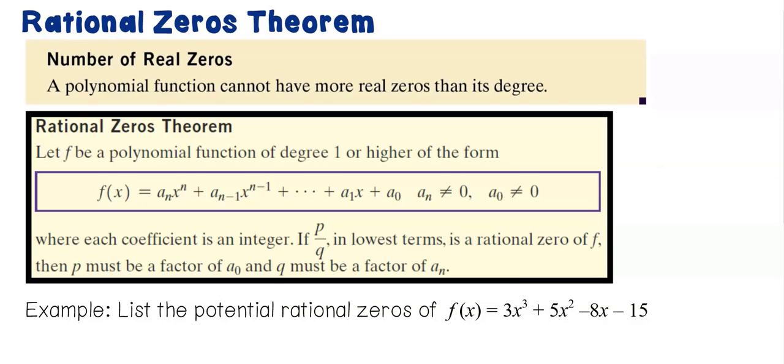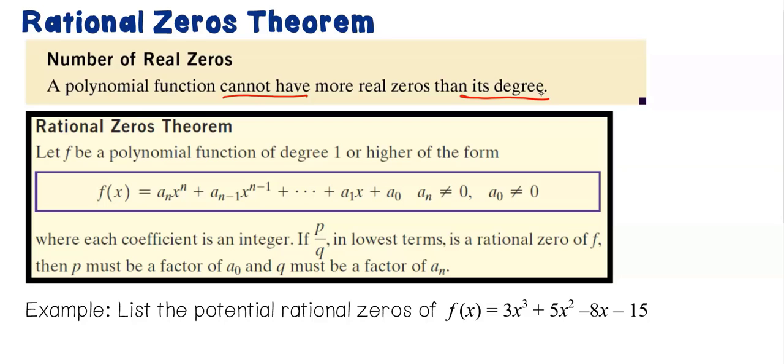Okay, we're looking at the rational zeros theorem. So the number of real zeros a polynomial function can have cannot be more than its degree. For example, if you have a polynomial where the highest degree is x to the third, it cannot have more than 3 zeros. It can have less than 3 zeros, but it cannot have more than 3 real zeros.